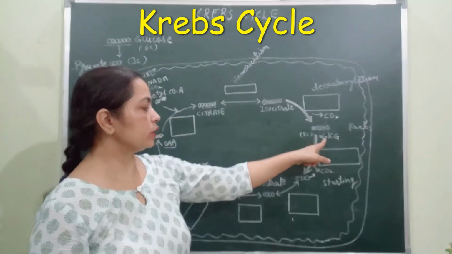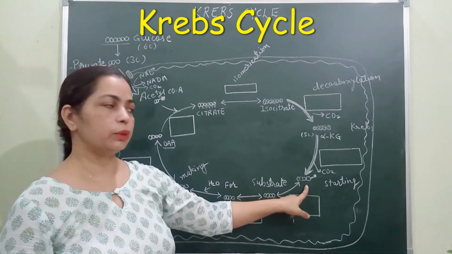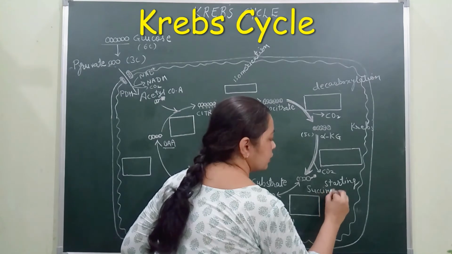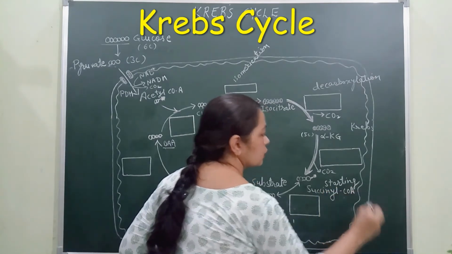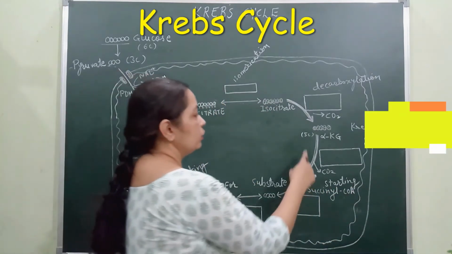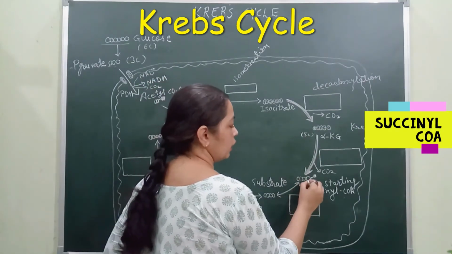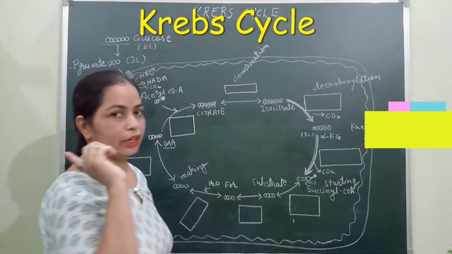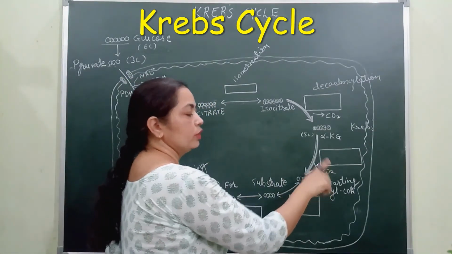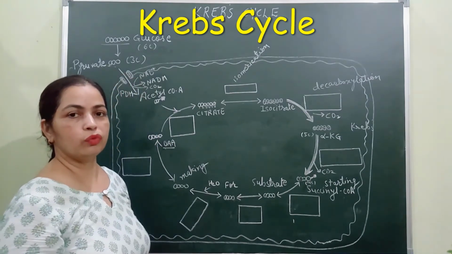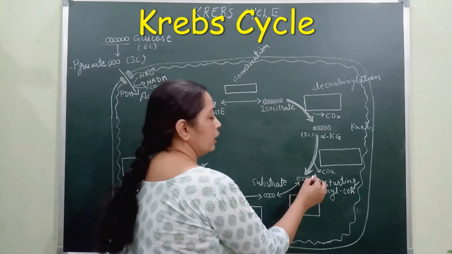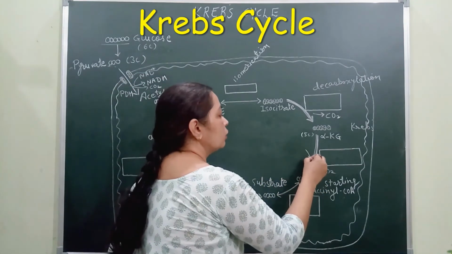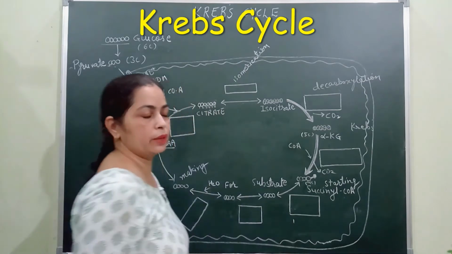Then in the next step, this alpha KG gets converted into the next substrate, that is starting with S, succinyl CoA, succinyl coenzyme A. Again you can see this is 5 carbon and there are 4 carbons in the next substrate. So there is loss of 1 carbon, and with this decarboxylation there is removal of 1 carbon dioxide molecule. And here a coenzyme A is attached. So there is incorporation of CoA during this step.